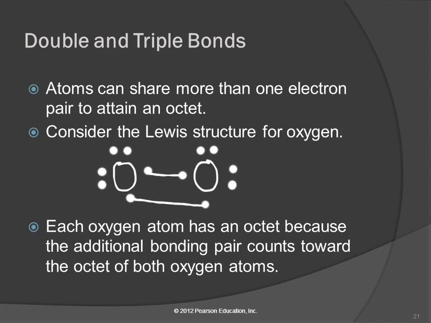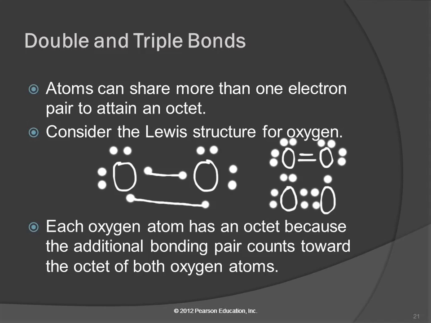So let's draw this a little neater. Using lines, I would represent the double bond with a double line, and then I would put 2 lone pairs on each of those atoms. Or I could do it entirely with dots. And here I would show 2 pairs of dots being shared. This one has 2 lone pairs, and this one has 2 lone pairs.